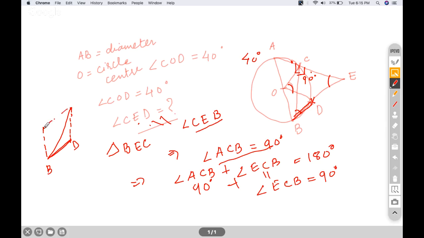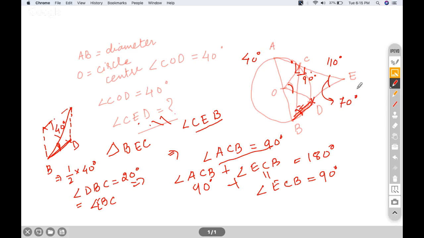So this angle is 40 degrees on the center. So what would be this angle? This angle would be half of 40 degrees. So angle DBC is equal to 20 degrees, which is equal to angle EBC. I have already told that D is equivalent to B here. So this comes out to be 20 degrees. So you know that this is 90, this is 20. So the total comes out to be 110. So this angle would be equal to 70 degrees.